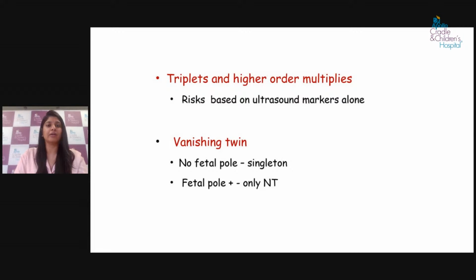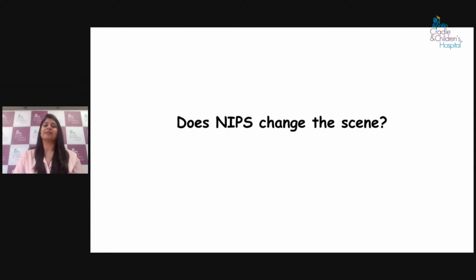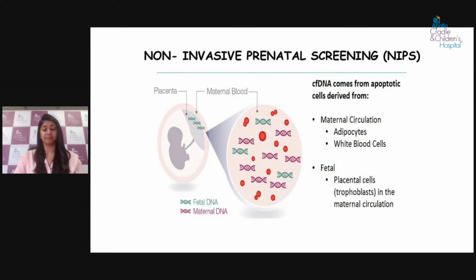In triplets and higher order multiples, risk is directly based on ultrasound markers. Biochemistry has no role. Whenever there's a vanishing twin, no fetal pole, or a singleton, only the NT scan has to be considered, and no biochemistry again. Does NIPT change the scene?